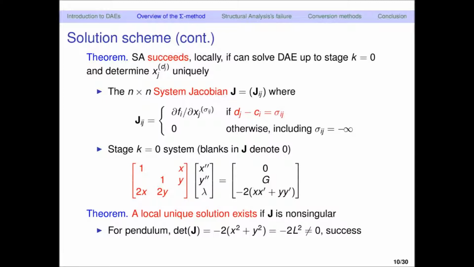So this seems too simple to be true, right? We don't do many things, and we figure out the index and figure out how to solve the DAE. So it seems not straightforward. So let's make it fail.